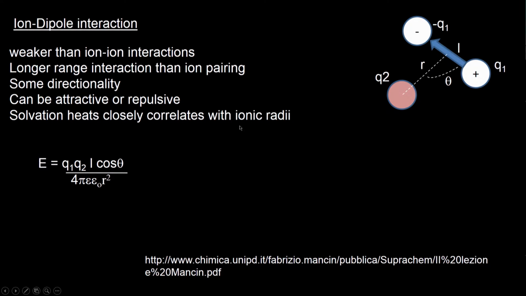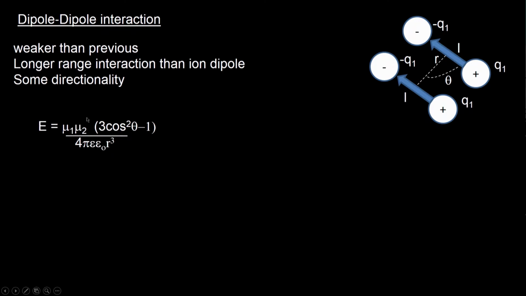Solvation heat closely correlates with ionic radius. So this is the equation for that. Suppose we have Q1 and Q1, which is the dipole, plus and minus, and then we have an ion. So Q1 into Q2 L, where L is this distance, cos theta, divided by 4 pi epsilon 0 r square, is called the ion dipole interaction.